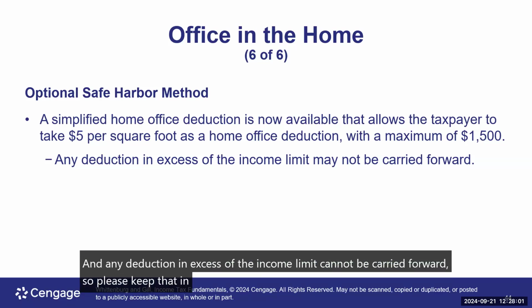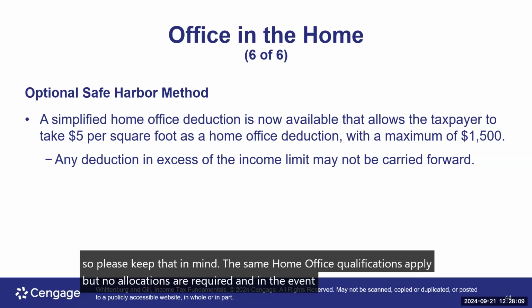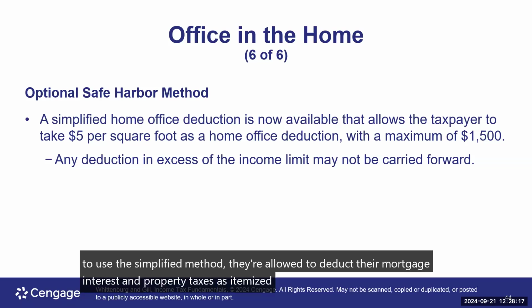The same home office qualifications apply, but no allocations are required. And in the event that a taxpayer chooses to use the simplified method, they're allowed to deduct their mortgage interest and property taxes as itemized deductions.